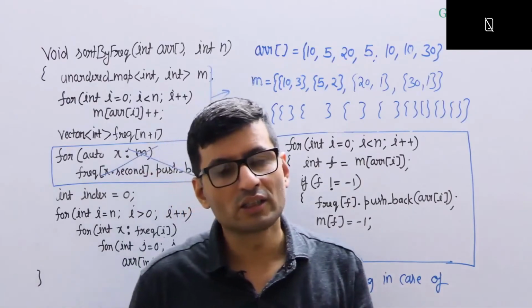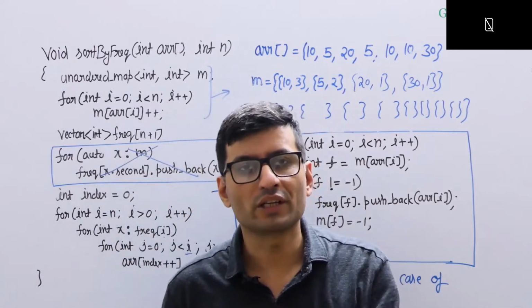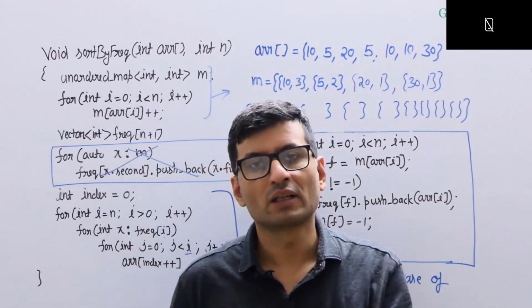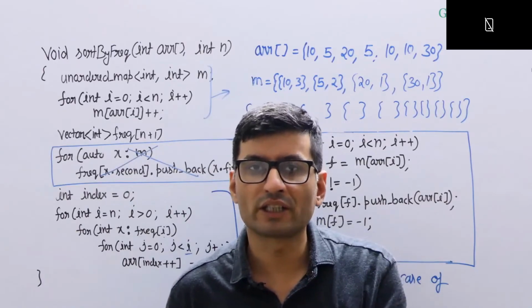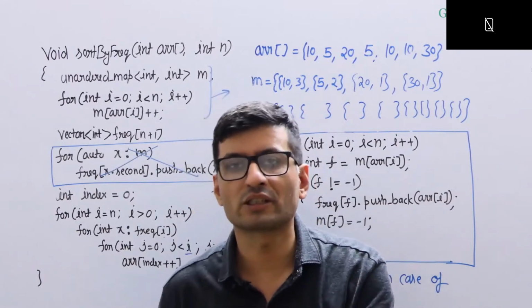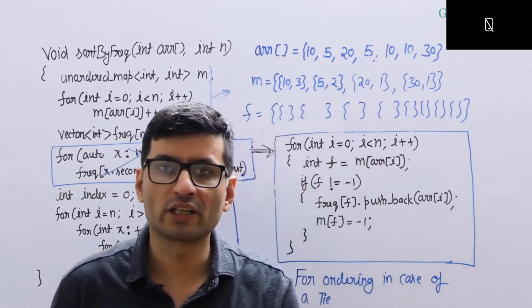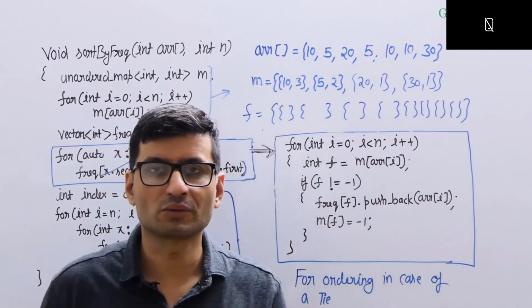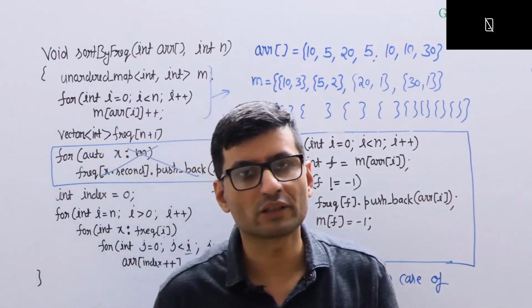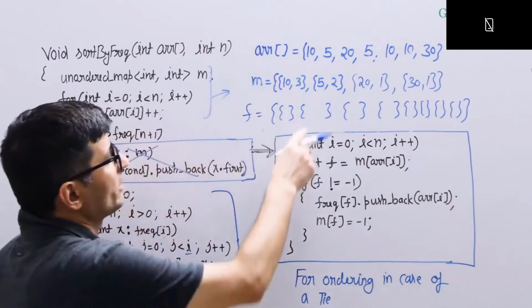To handle this, what we do here is we get an item from the map, and once we get an item, we set its frequency as -1 so that this item is not picked again. And before picking an item, we check if the frequency is -1. If frequency is -1, we don't pick it.